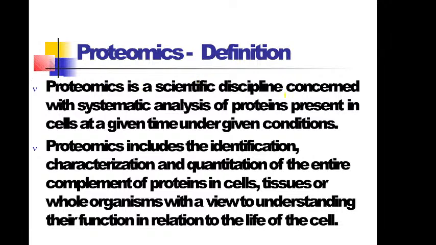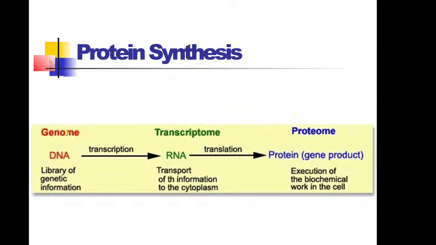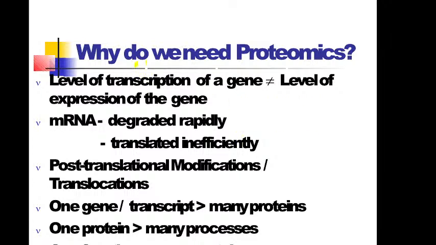Okay, so again it is a science which is concerned with the analysis of proteins. This is again the genome. From DNA we are getting RNA, RNA to protein by the process of proteomics. So again, why do we need proteomics? You will just read it by yourself. Everything is very easy. Yes, this is a very important point.